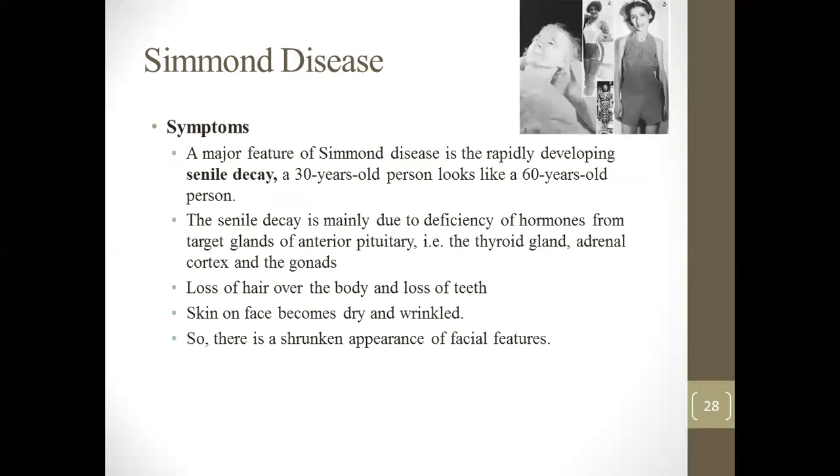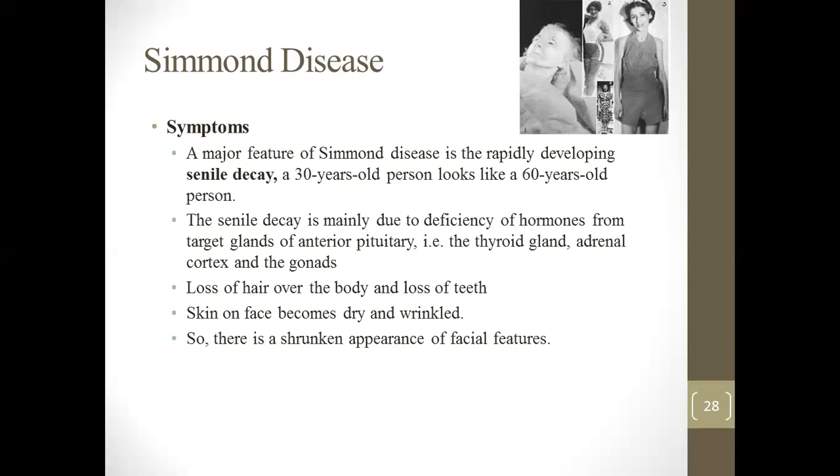If we study the signs and symptoms of Simmonds disease, a young person will look old. So, it is a senile disease. A 30-year-old person looks like a 60-year-old person.